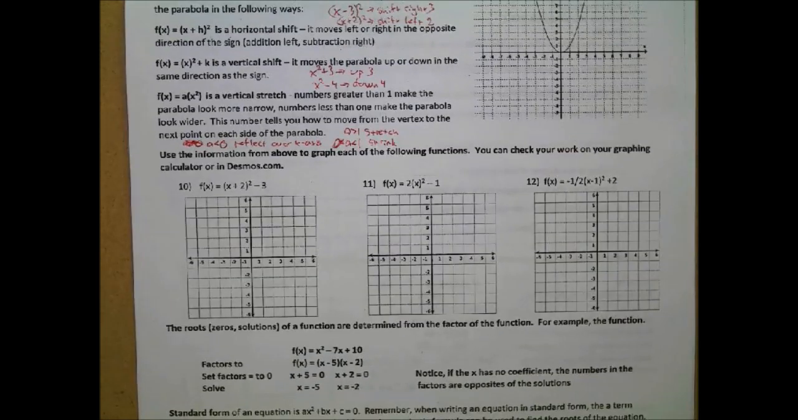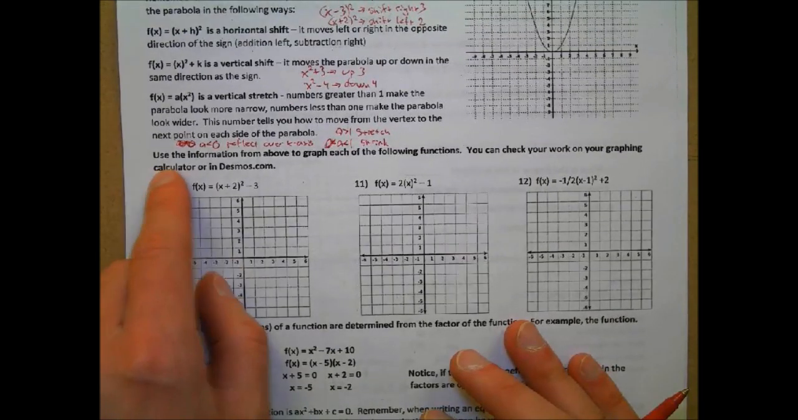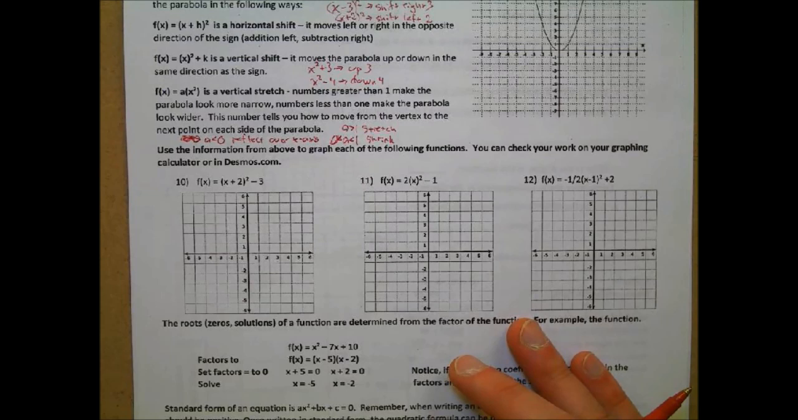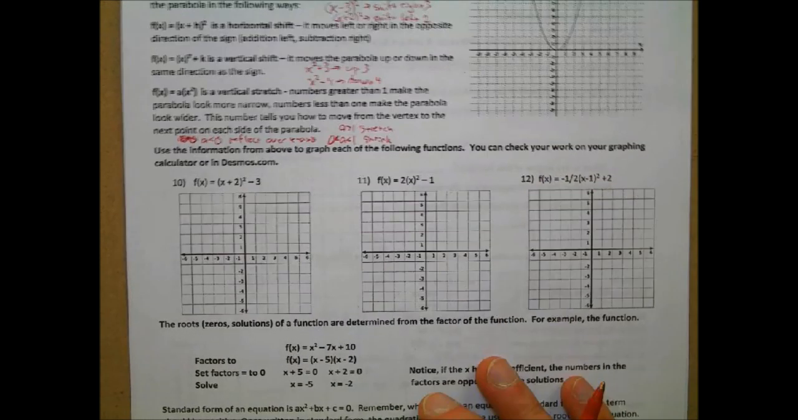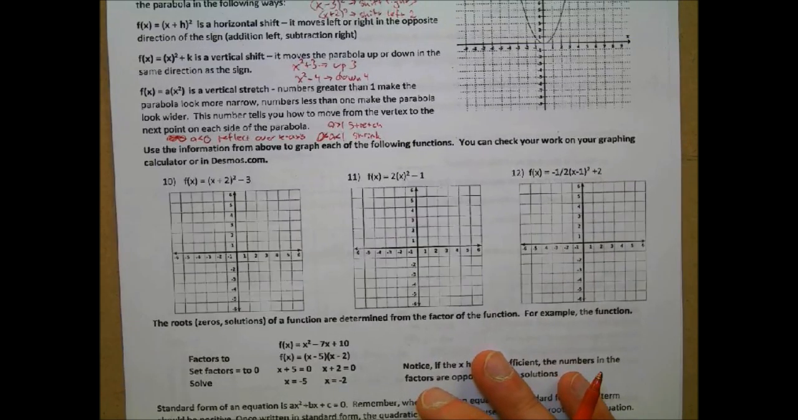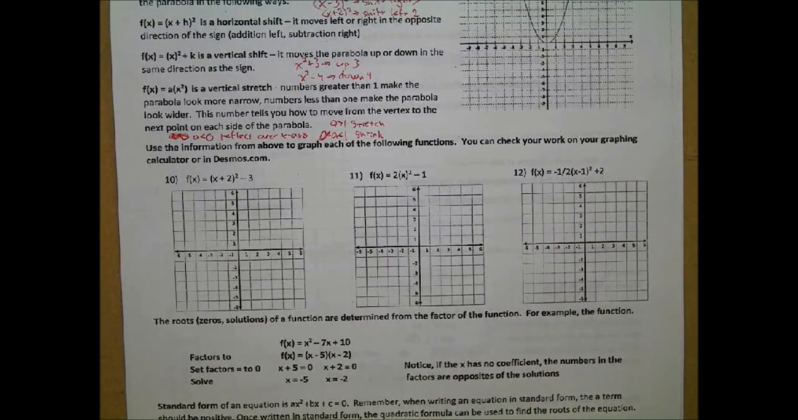Now, for 10, 11, and 12, the directions ask us to use the information from above to graph each of the following functions. So you can use the transformations. But what if we get to the test tomorrow and we're like, oh, I kind of remember my transformations, but I'm forgetting them now because I'm kind of freaking out? What can we do instead? What do we have available to us to help us graph this? Graphing calculator. That's right. You can use that. But let's go ahead and just use our transformations for right now.